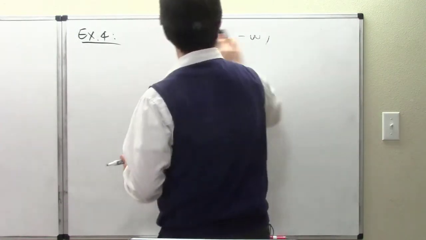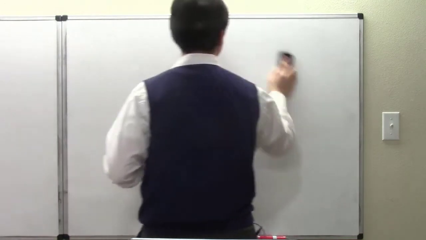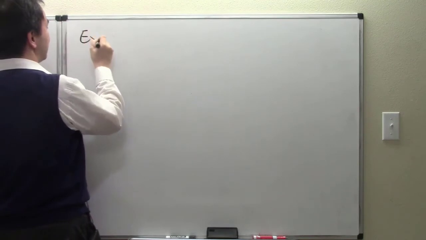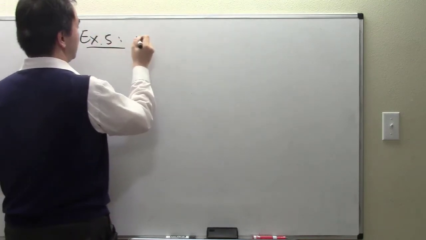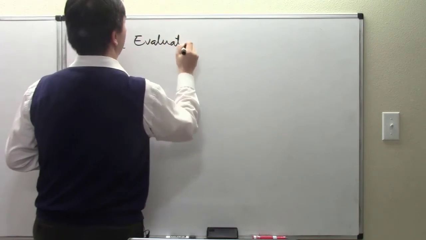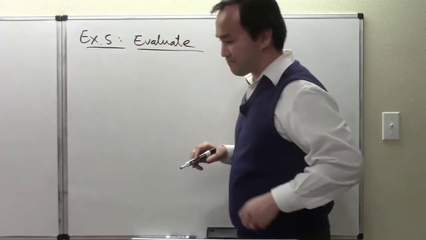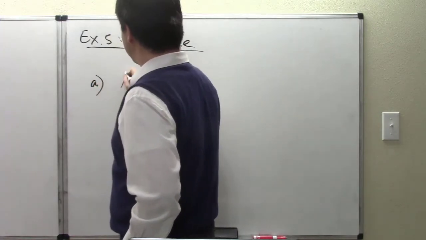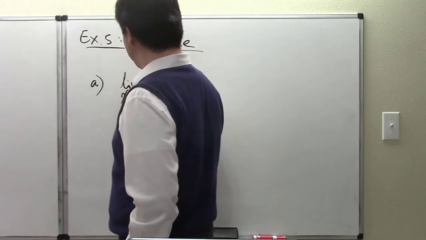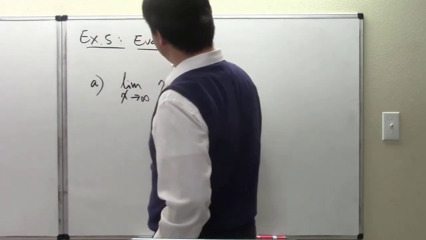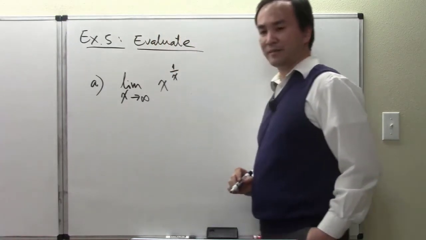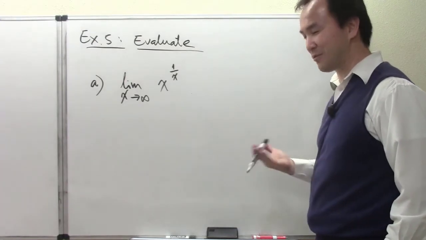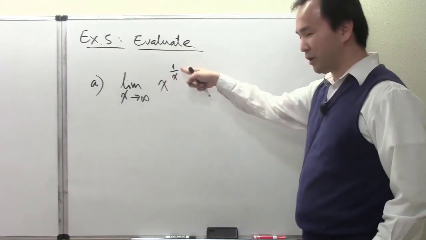And now let's look at example 5 here. Let's evaluate. Example 5, I am going to introduce the first problem. How about let's find the limit as x is getting to positive infinity of x raised to the 1 over x power. I said function, but that was incorrect. x raised to the 1 over x power, like that.